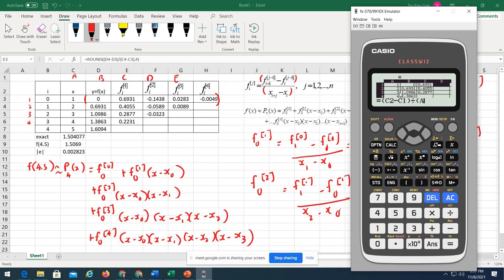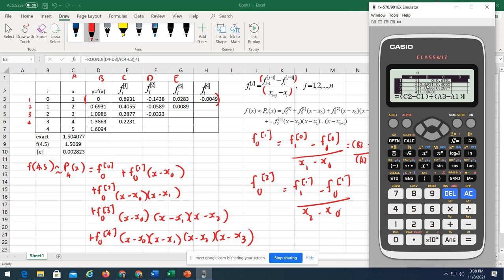Now you have a gap of 2 data, so A3 minus A1, because we didn't key in the I column here. So your X for F02 is actually X2, which is stored in A3. A3 minus A1, equal. So you get here negative 0.143.